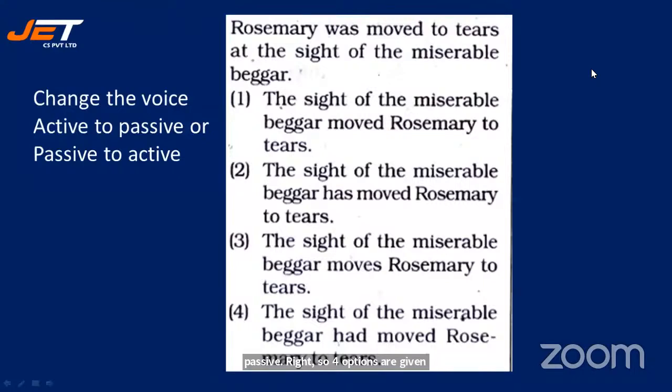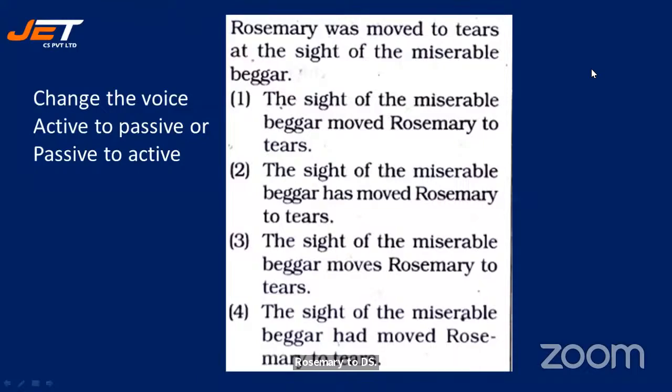The first option is, the sight of the miserable beggar moved Rosemary to tears. Second option, the sight of the miserable beggar has moved Rosemary to tears. See the third option, the sight of the miserable beggars moves Rosemary to tears. The difference between the first and the second one is, the first one, it moved Rosemary. Second one, it has moved Rosemary. Third one, it just moves Rosemary. And the fourth option, the sight of the miserable beggar had moved Rosemary to tears.